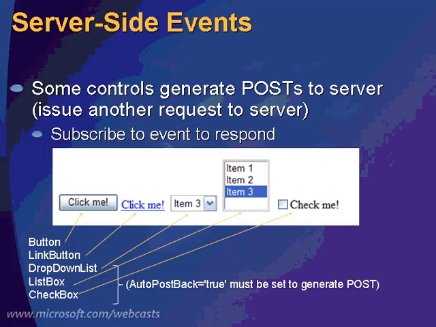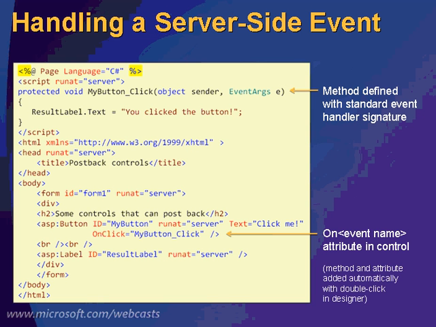You can achieve the same type of interaction with other controls like a hyperlink or a link button, as we call it in ASP.NET speak, a drop-down list, a list, or a checkbox. And each of these can be configured to generate a postback by setting their AutoPostBack property to true. And we'll look at this in a little bit more detail later.